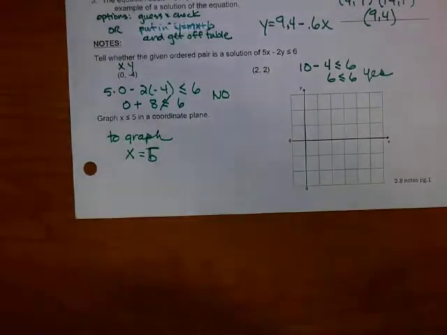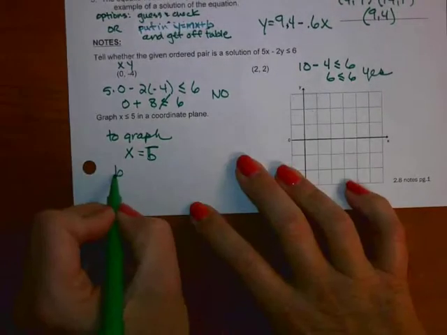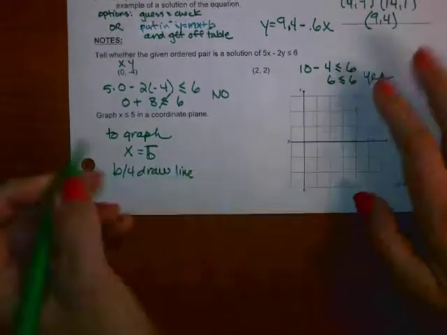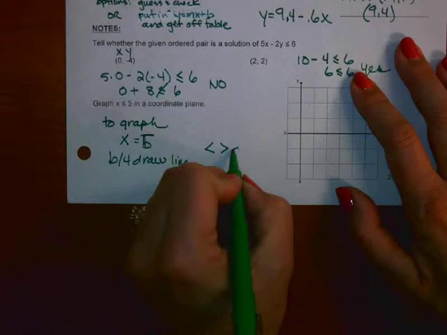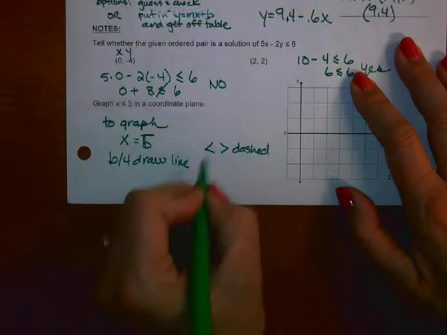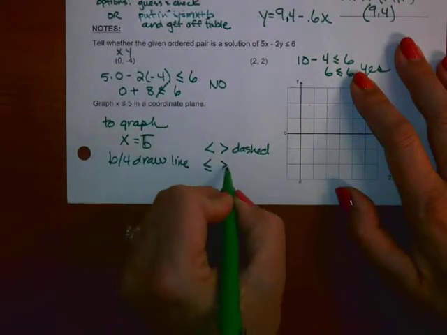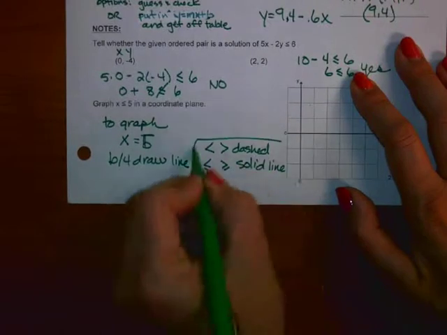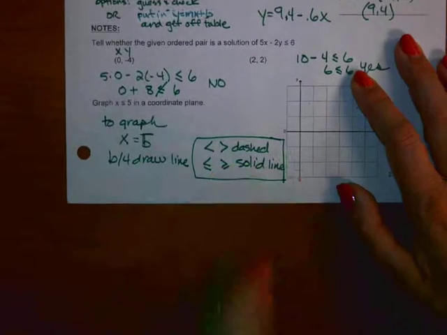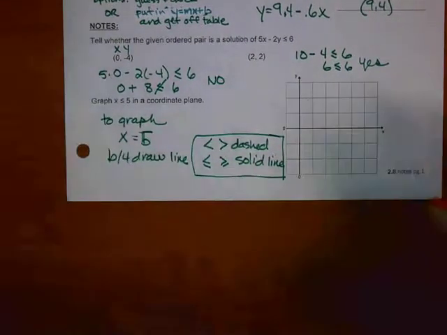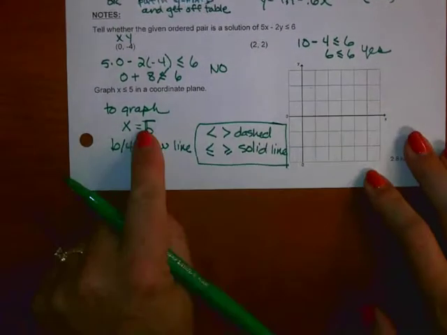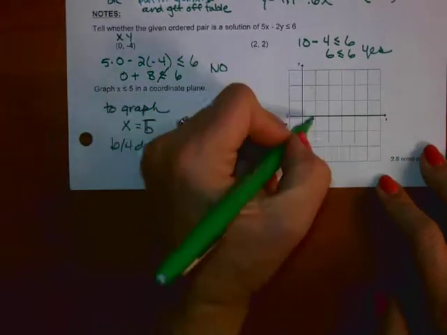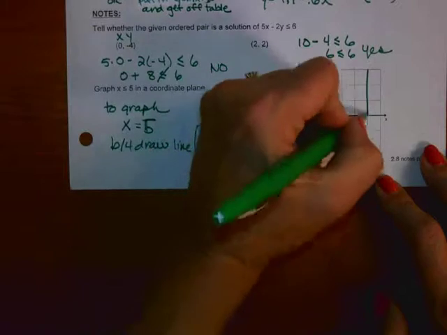Right, but before you draw it, you have to remember this. Less than or greater than, you use a dashed line. Less than or equal to or greater than or equal to, you use a solid line. The reason is, well, we'll get to that in a second. So this is a vertical line through 5. Do I use a solid or a dashed line? Solid. 1, 2, 3, 4, 5. Solid line.